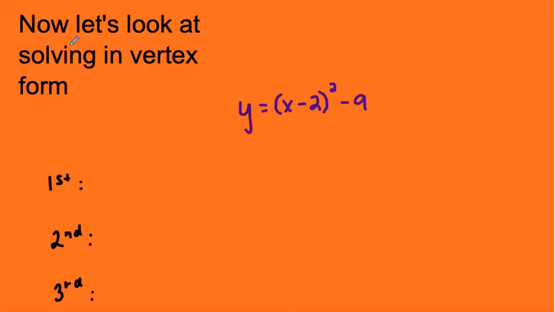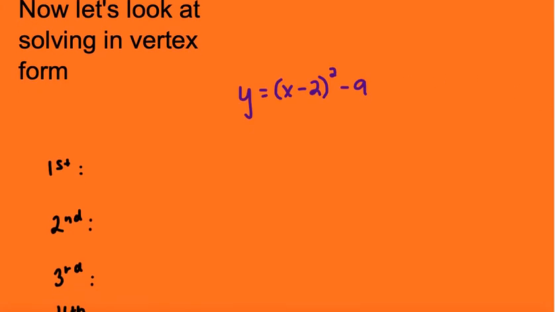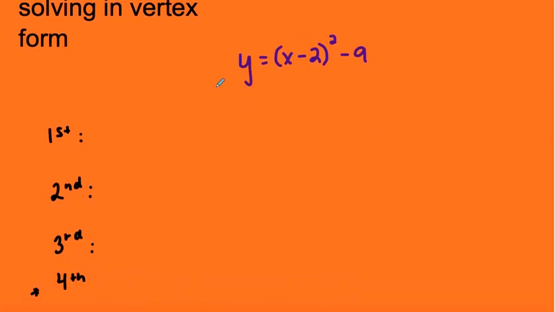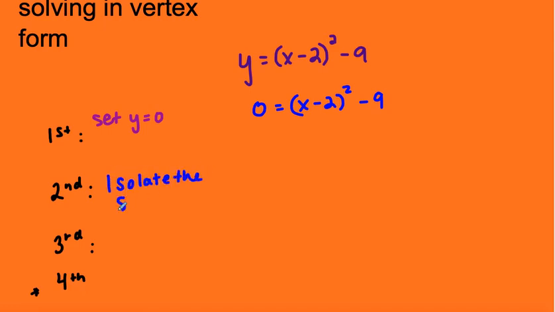All right, but now let's look at it in vertex form because we've been working on graphing in vertex form. So first we have to set y equal to 0. So 0 equals x minus 2 squared minus 9. Then isolate the square. How do you isolate the square? It means get this entire thing by itself. That's the square part. So I'm going to do that by first adding 9, and I get 9 equals x minus 2 squared.